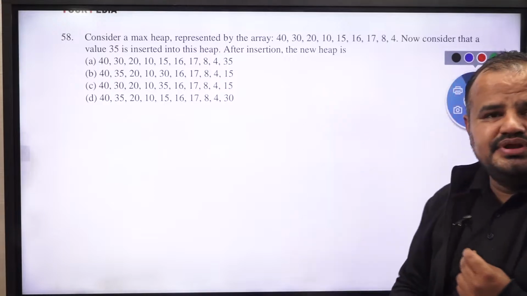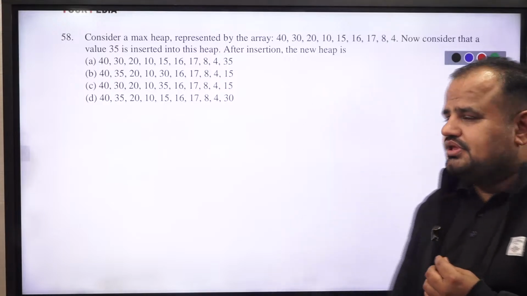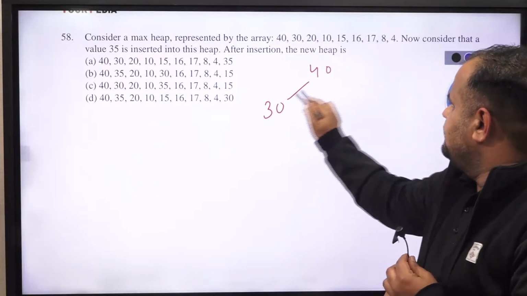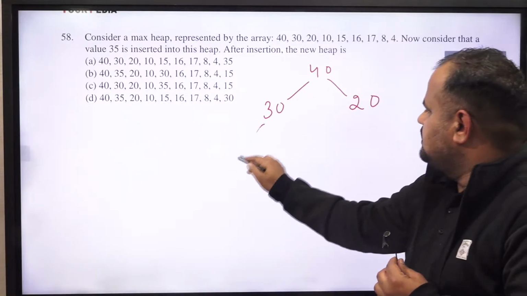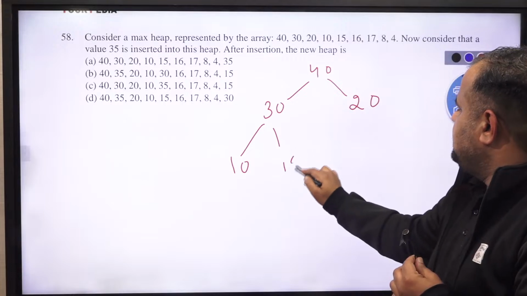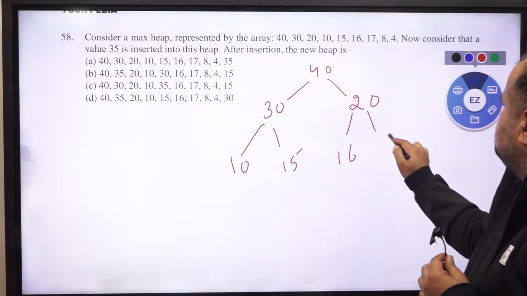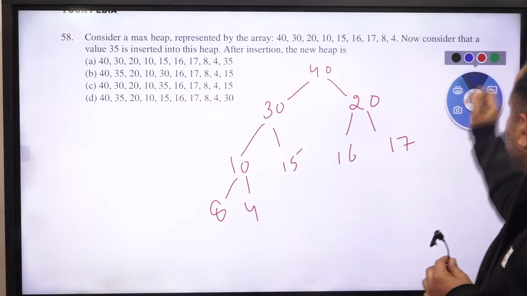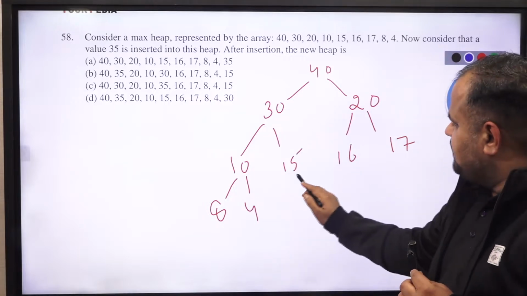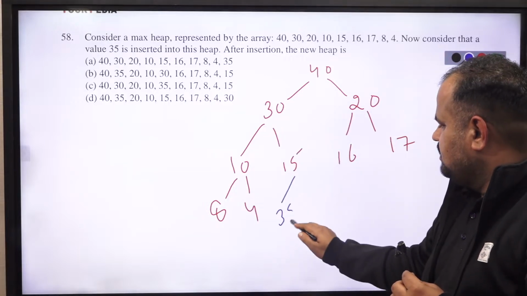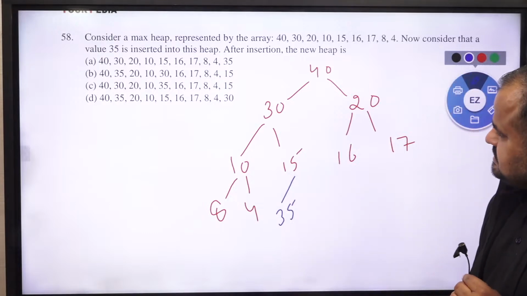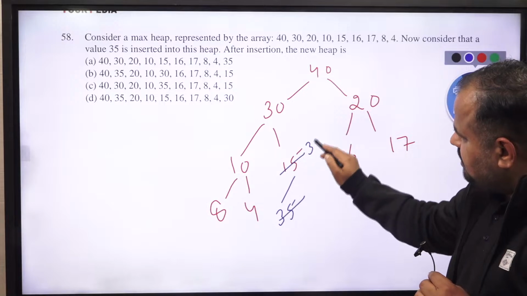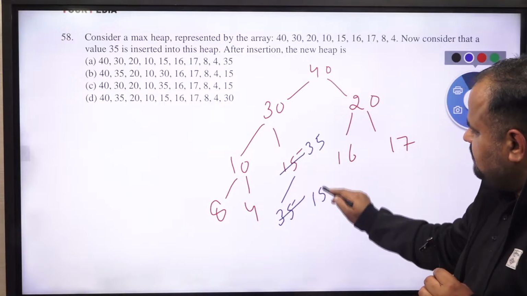So in a max heap, we know that the root is always the maximum compared to its children. So 40, then 30, then 20, 10, 15, 16, 17, 8, and 4. Now if we want to insert element 35, that is a left child of 15, but if we want to construct it as a max heap, you have to swap, that is 35 will be here, 15 is here. Fine.